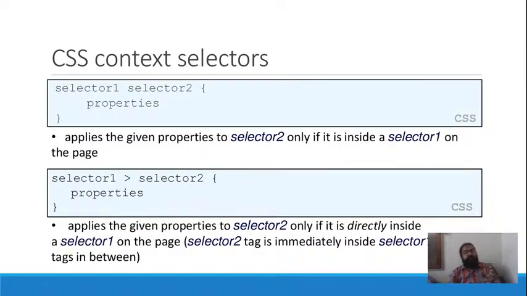And we have seen how we can use the CSS context selectors, where we have selector 1 and selector 2, where selector 2 is inside the selector 1 tag, and we have selector 1 greater than selector 2, where selector 2 is strictly the child of selector 1. There cannot be anything in between selector 2 and selector 1. So selector 2 has to be directly inside the selector 1 for this kind of property to be applied. That is the CSS context selectors.